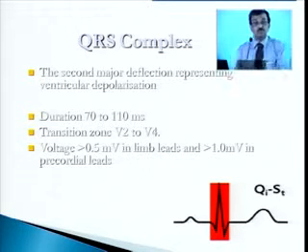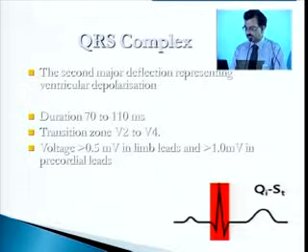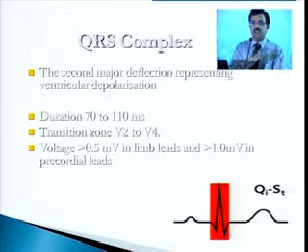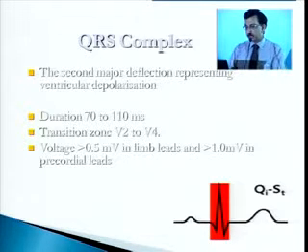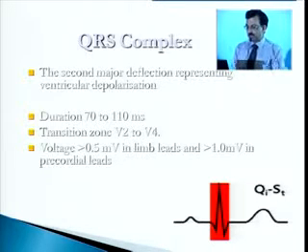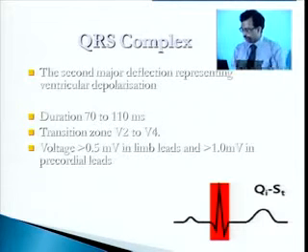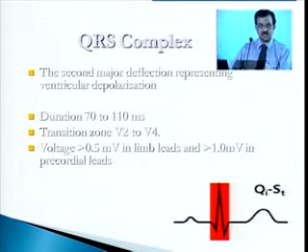The U wave represents late repolarization in the Purkinje system. So QRS complex duration, normally we know, is 70 to 110 milliseconds, and the normal transition zone of the QRS complex occurs between V2 to V4. We also look at the QRS voltage, because as you know, in left ventricular hypertrophy the voltage is increased, and in some pathological conditions like pericardial effusion you have low voltage.